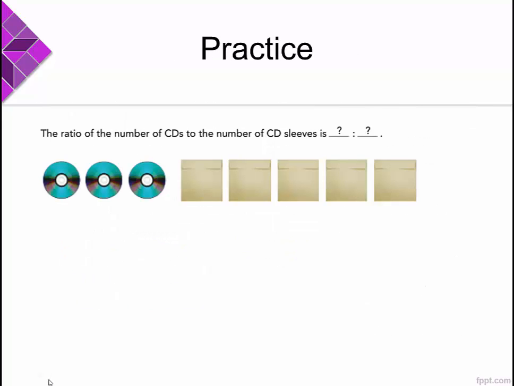So let's practice. Let's write the ratio of the number of CDs to the number of CD sleeves. Well, let's count how many CDs we have. 1, 2, 3. So we have 3. And now let's count the sleeves. 1, 2, 3, 4, 5. So we have 3 to 5.